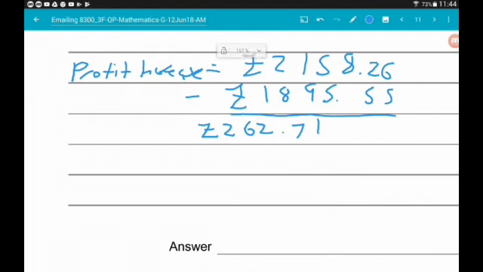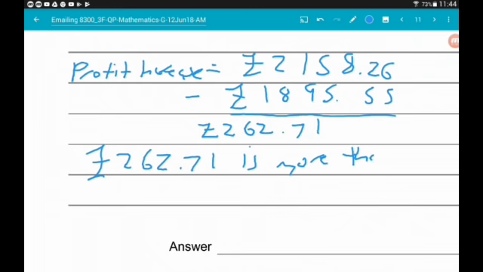So I guess we should say 262.71 is more than 175, so yes. What a horrible question. It's not even worth that many marks. Hopefully that's the worst one that we're going to see.